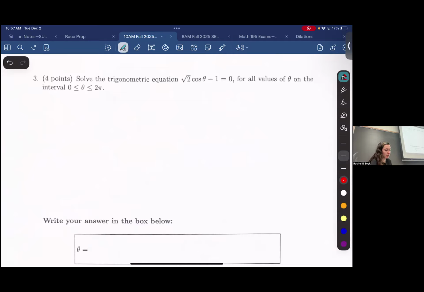Right, so we have: solve the trigonometric equation square root of 2 cosine of alpha minus 1 is equal to 0 for all values of theta on this interval. So let's write it out again. We have square root of 2 cosine alpha minus 1 is equal to 0. Let's go ahead and get that cosine theta by itself, utilizing your inverse operations.